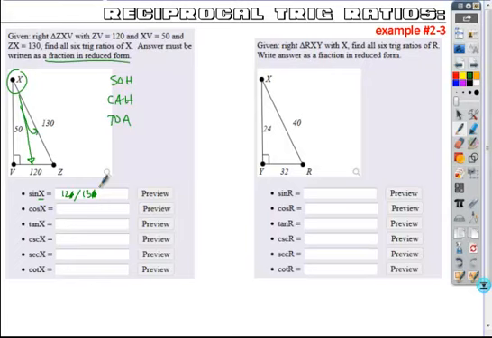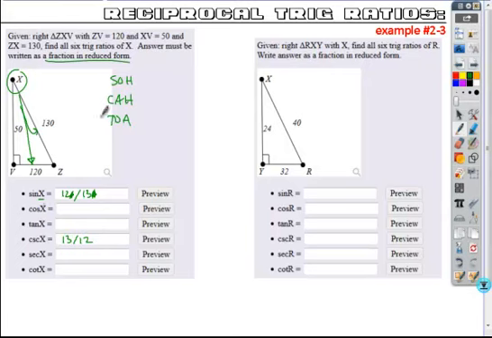Once you find the sine, the easiest one to find next would be its reciprocal function. So what's the reciprocal of sine? Starts with a different letter, the cosecant. So just flip that. 13 over 12 is the cosecant.